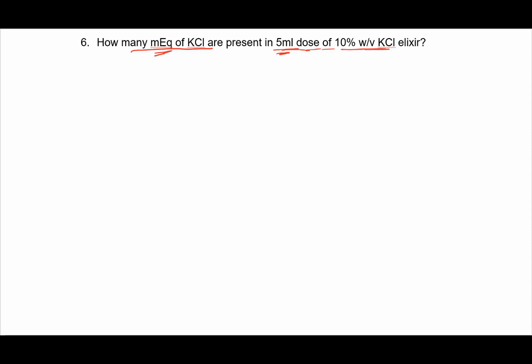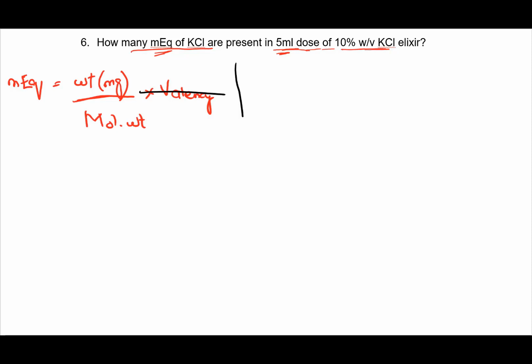So first of all, just write here the milliequivalent formula. Milliequivalent is weight in milligrams divided by molecular weight, times valency. But as I said before, KCl is one of those compounds for which the valency is 1, so for them you don't have to worry about this. So the milliequivalent equation for KCl will remain the same as the millimole equation. So that's one thing. And now start from the end.